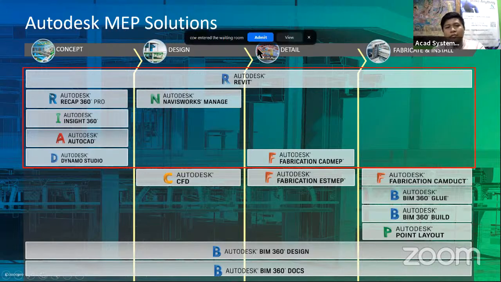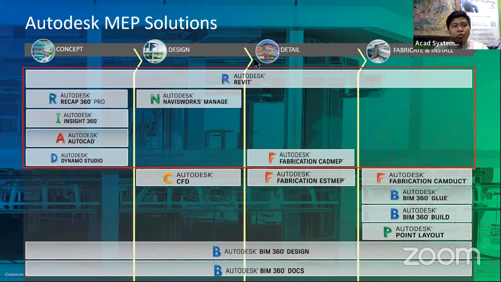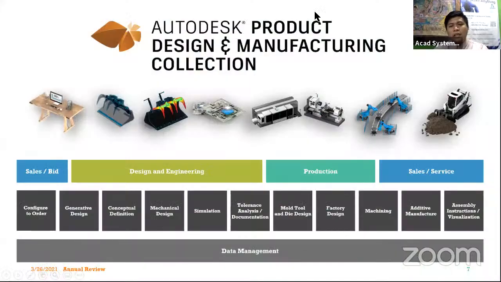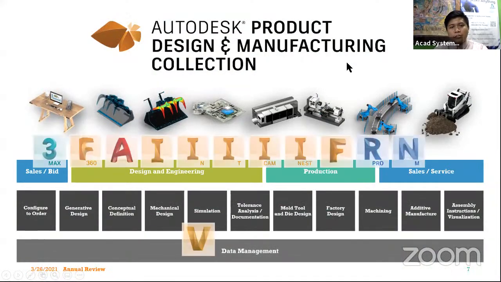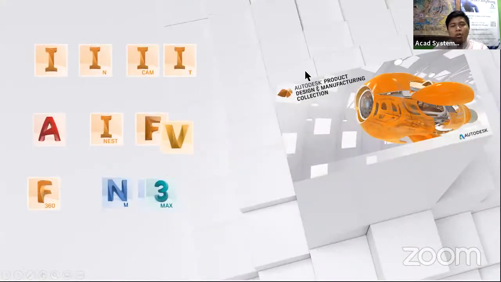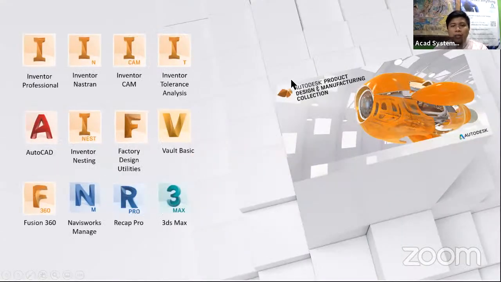So the solution that Autodesk gives for everyone is the Autodesk MEP solution. You can also include this solution, which is included inside the Product Design & Manufacturing Collection. For manufacturers who create very detailed product designs, you can use Inventor Professional, because Inventor Professional has a feature that can integrate with your BIM design. You can also do collaboration using Inventor Professional with BIM.